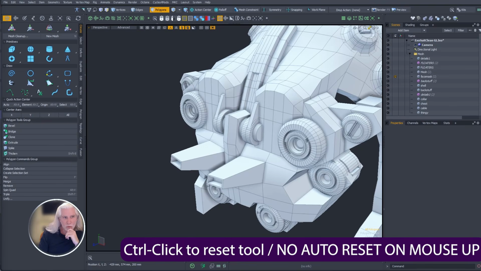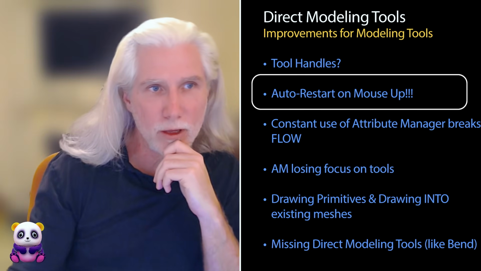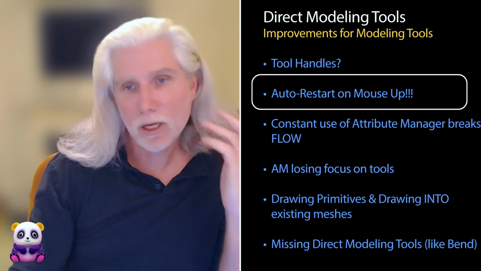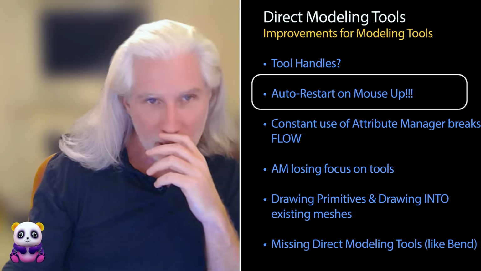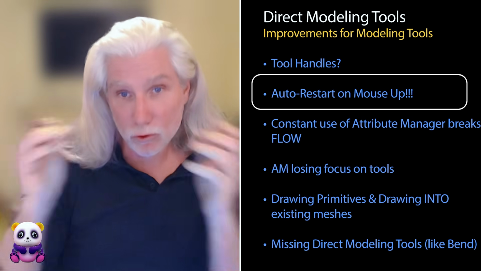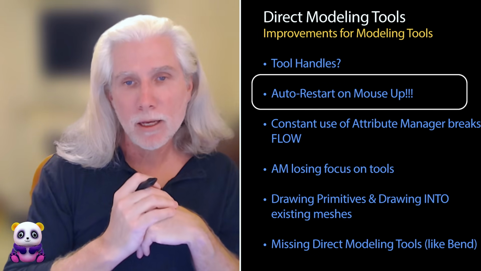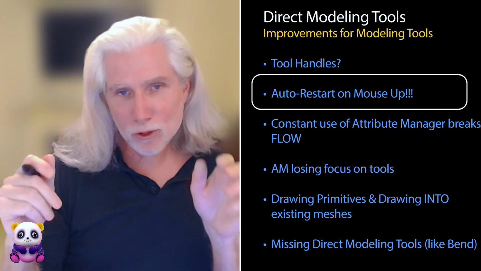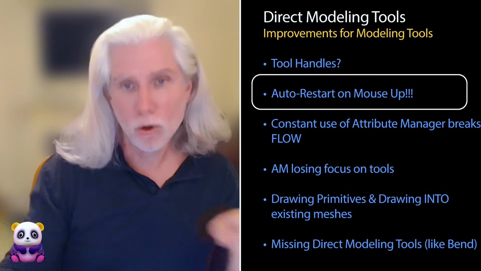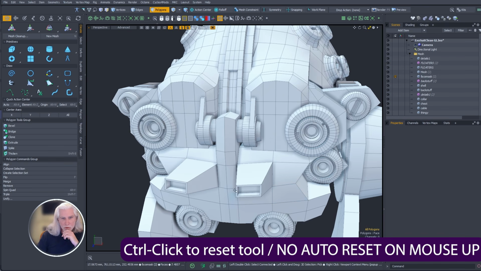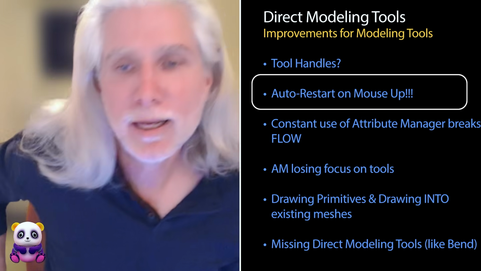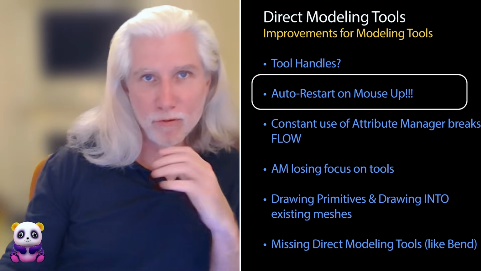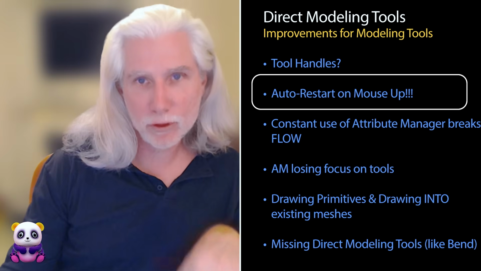And I think that would really help with the auto restart on mouse up, which is, again, very limiting because it keeps you from navigating around. And then you lose your drag and you lose your focus on the center of the screen. So if you want to reset the tool, just tap control. It allows you to navigate in the middle of an operation and maintain the drag input of the operation you're doing without having to go to the Attribute Manager.